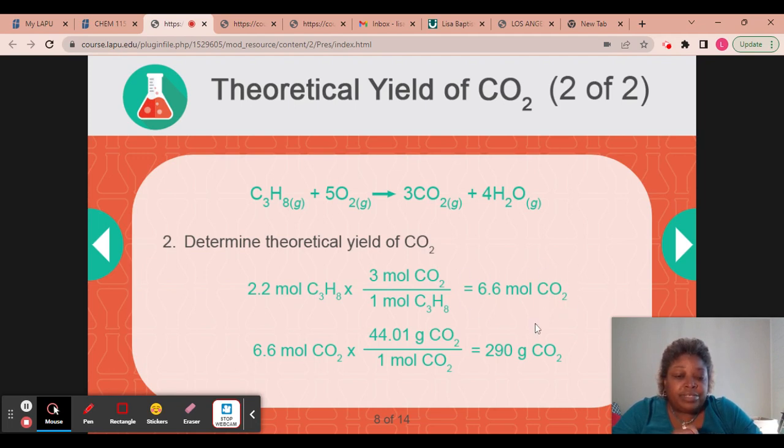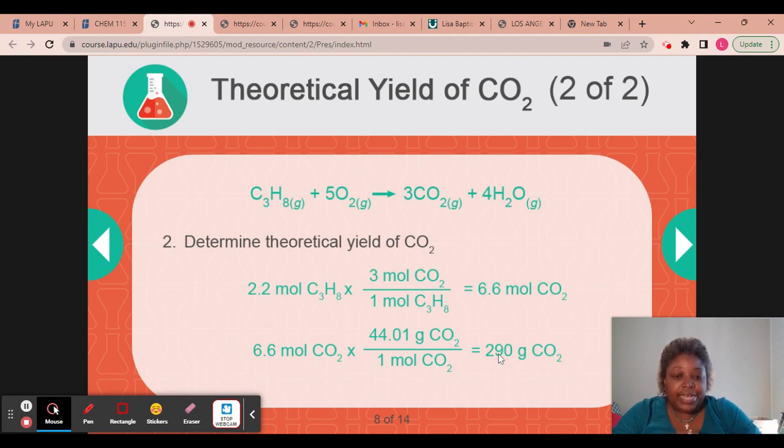So we wanted to know the moles of CO2. We also want to know the grams. So we're going to take the 6.6 moles of CO2 and multiply it by its molar mass, 44.01 grams CO2 over 1 mole of CO2. You get 290 grams of CO2.